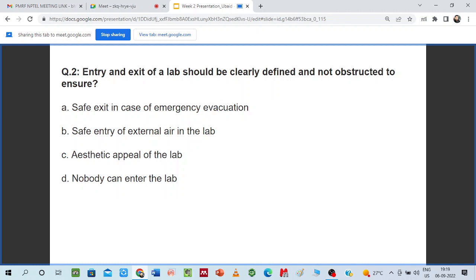Is my slide visible? Someone was saying that question is not visible. Yes, sir.